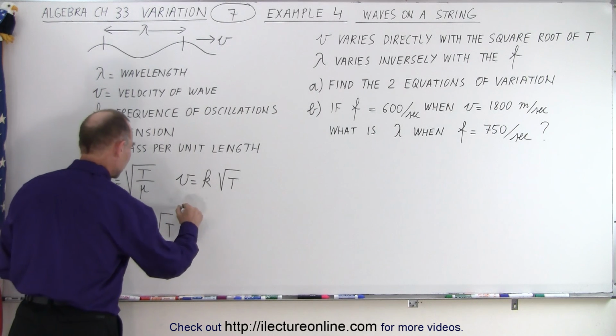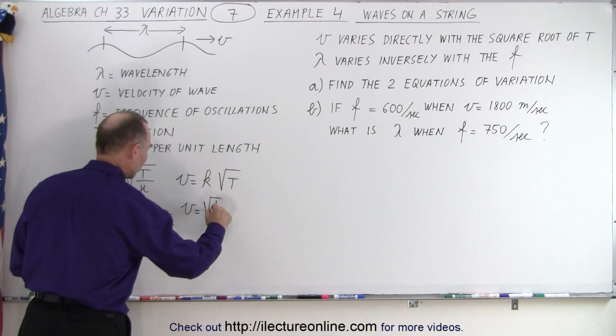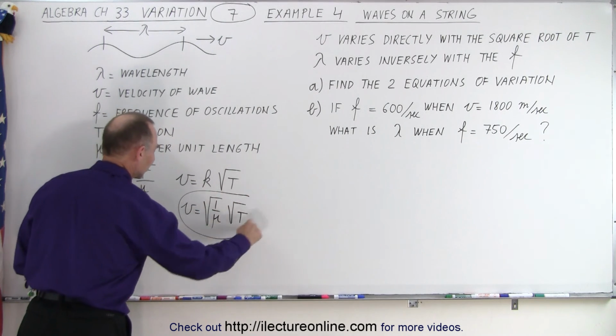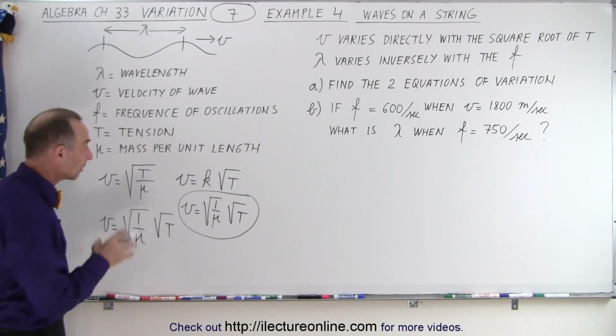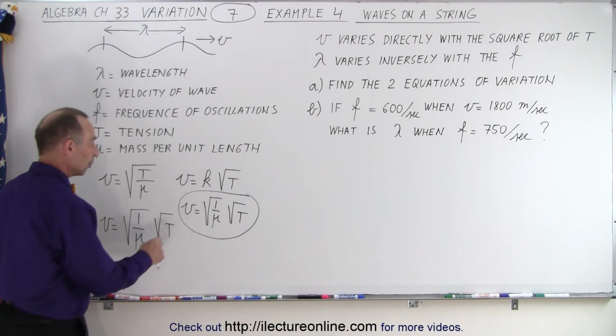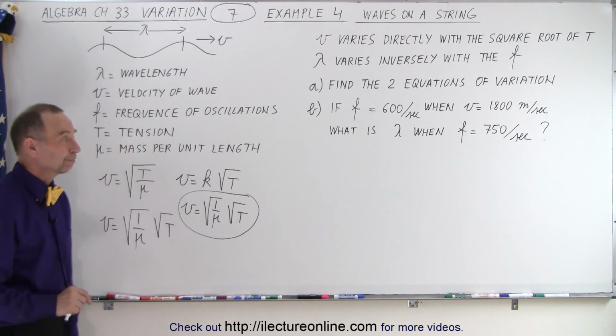And so this here becomes the k. So we can see that v is equal to the k, which is the square root of 1 over mu, times the square root of T. So that's exactly what that is. This here is that k, that constant of variation. It's 1 over the mass per unit length, and then we multiply that times the square root of the tension, and we get the velocity of the string.